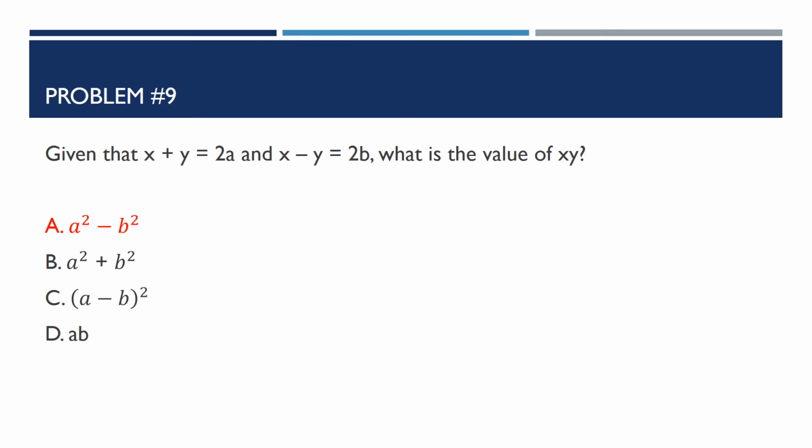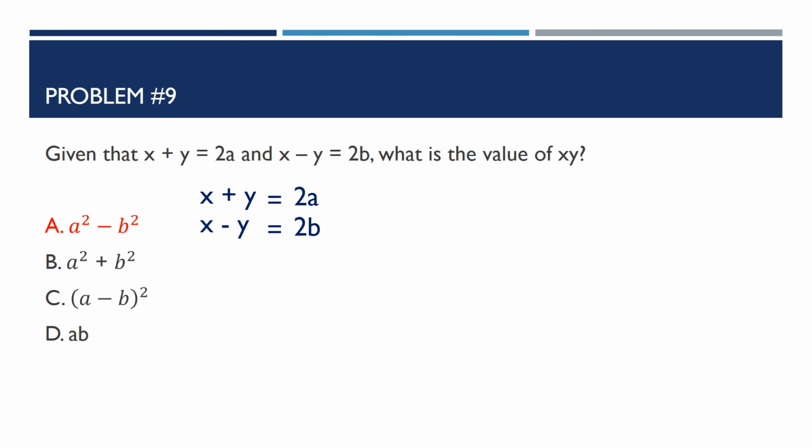Let's have the solution. We have the given equations x plus y equals 2a and x minus y equals 2b. For now, our target is to know what x is and what y is. It might not be a value, but at least an expression, so that we can have xy. After knowing x and y, we'll just multiply them, because xy means x times y, so that we will get the answer.